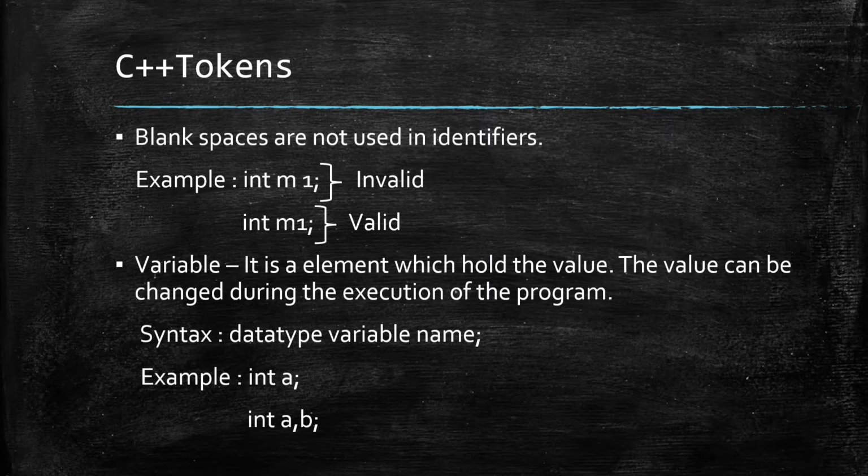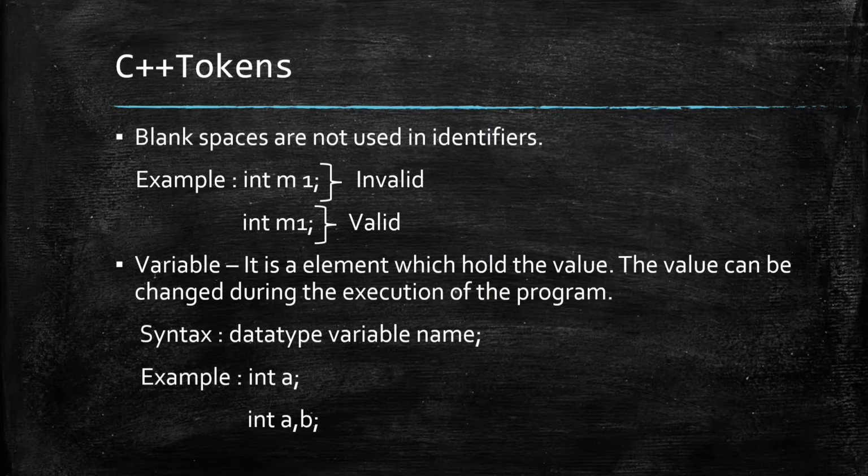It is an element which holds the value. So what is a holding? My value. It is an integer type value, that is 2, since we have used the data type int. Fine? So variable is nothing but the element which holds the value, and the value can be changed during the execution of the program. Fine. So for this, syntax is given.